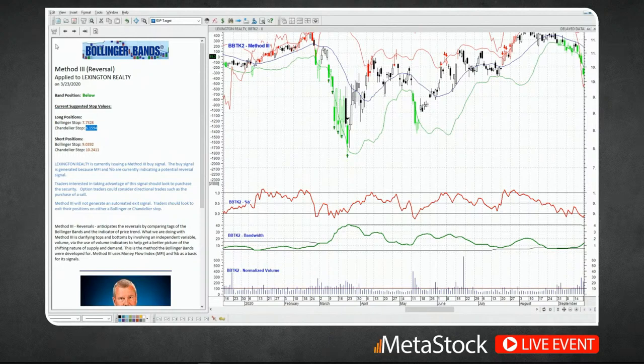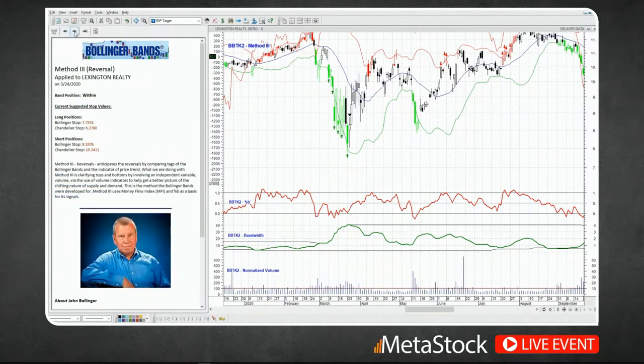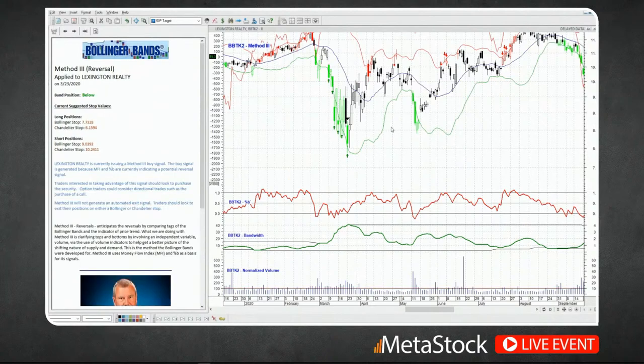Now, those will update every day. So if I go forward one day, I'm going to have a new stop value. You can see right now, a couple of days later, it moves that stop up to 784 or 720. It's just telling you what you should be using for a stop, and giving you a couple of options based on John's work. In the case of you getting a buy signal, it's going to give you some advice. Right here, this is the day that we're analyzing again. It's saying Lexington Realty is currently issuing a method three buy signal.